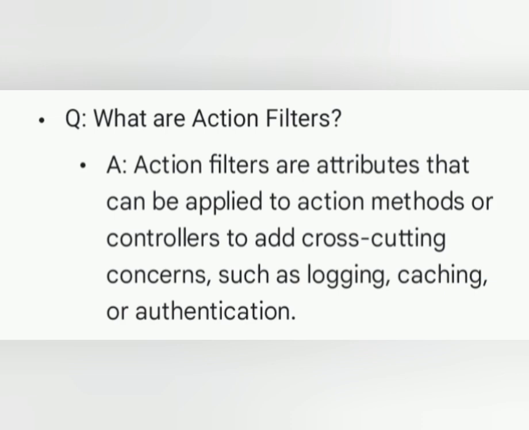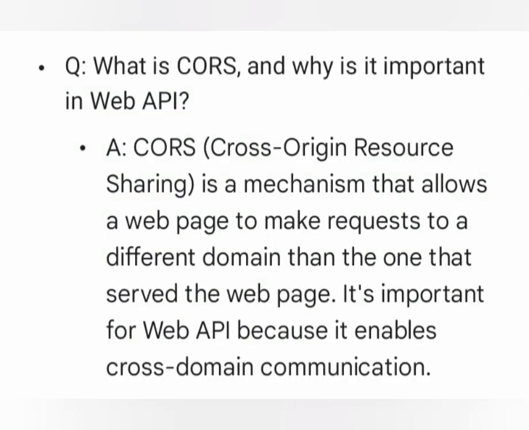Q. What are action filters? A. Action filters are attributes that can be applied to action methods or controllers to add cross-cutting concerns, such as logging, caching, or authentication. Q. What is CORS, and why is it important in Web API? A. CORS, cross-origin resource sharing, is a mechanism that allows a web page to make requests to a different domain than the one that served the web page. It's important for Web API because it enables cross-domain communication.